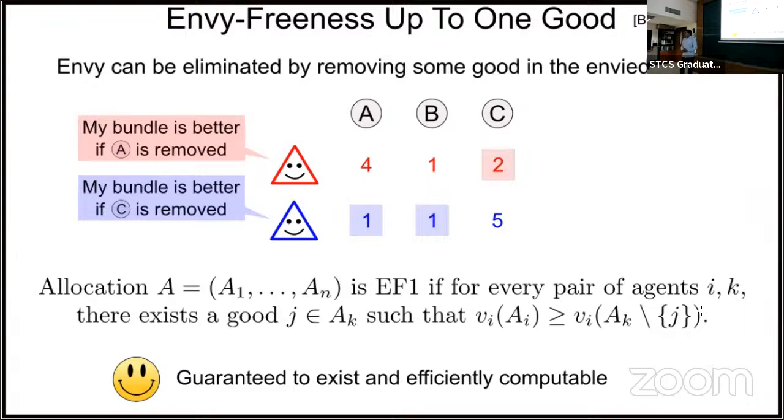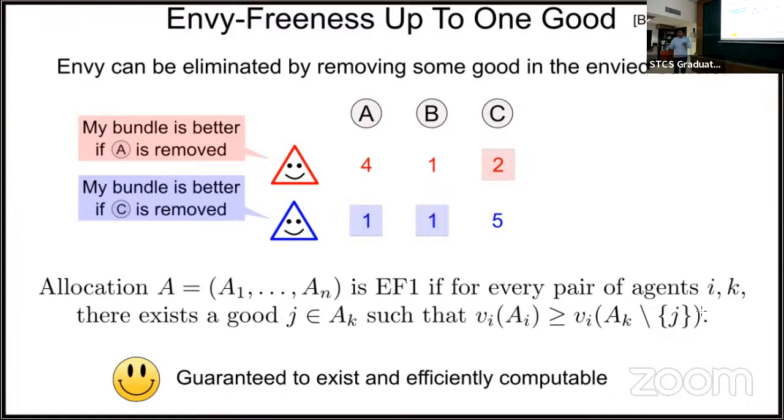I guess EF1 is a relaxation of envy-freeness. Yes. But suppose you find an EF1 allocation, it's not clear if you can make a few adjustments and find something. That's right. That's what the exponential thing is. That's right. Exactly.